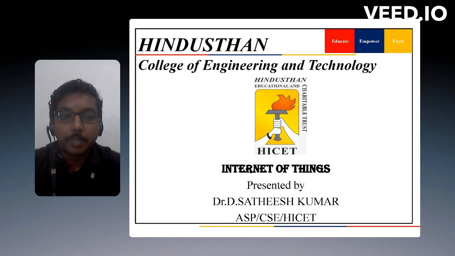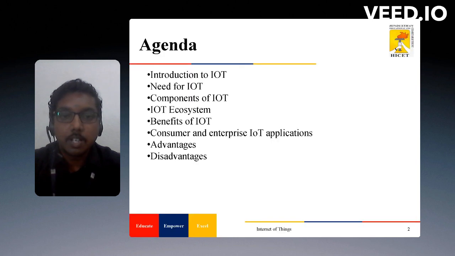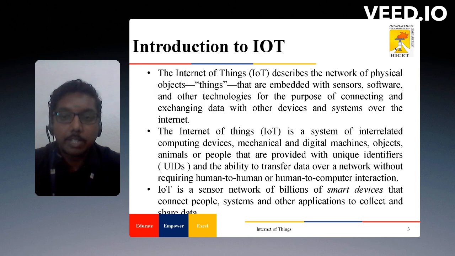In this video, I'm going to give an explanation about the Internet of Things. So this is the agenda for this presentation. First, let me see the introduction to IoT, then the need for IoT, what the components of IoT are, the IoT ecosystem, then the benefits of IoT, and also the consumer and enterprise IoT applications. Finally, the merits and demerits of IoT. So let's start with the IoT introduction.